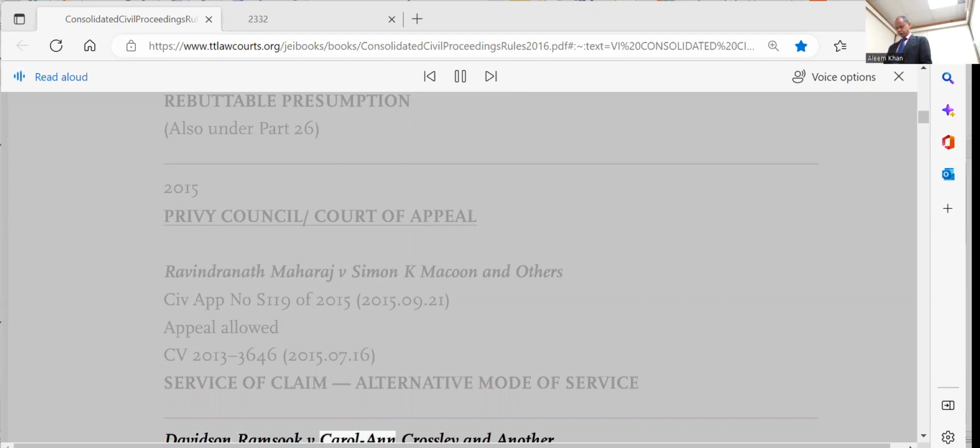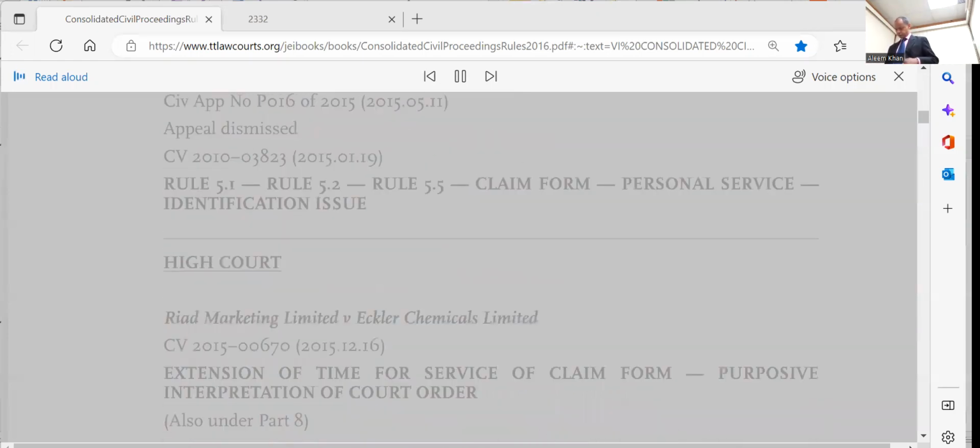Davidson Ramsuk v. Carol N. Crossley and another Civ App No P016 of 2015, May 11, 2015, appeal dismissed CV 2010-03823, January 19, 2015, Rule 5.1, Rule 5.2, Rule 5.5, Claim Form, Personal Service, Identification Issue.